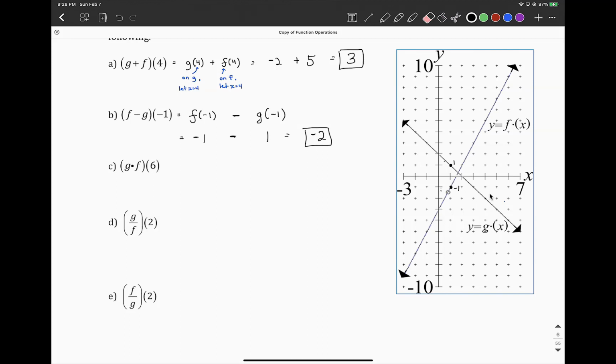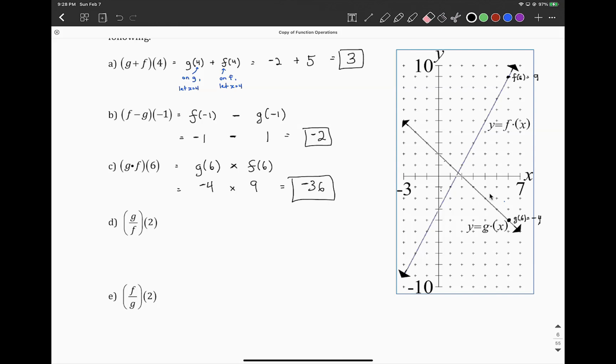Let's try another one. G times f of 6 wants us to first find g of 6, and multiply our answer by f of 6. And okay, g of 6 looks like I get -4. F of 6 looks like I get 9. And as I do my substitutions, -4 times 9 will give me -36.